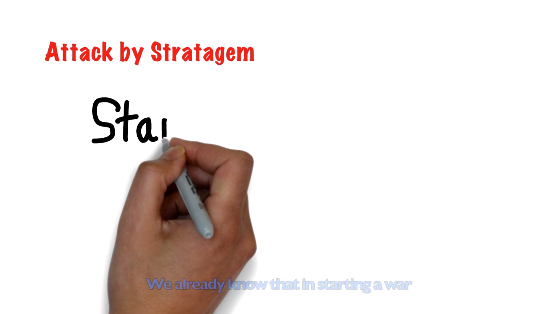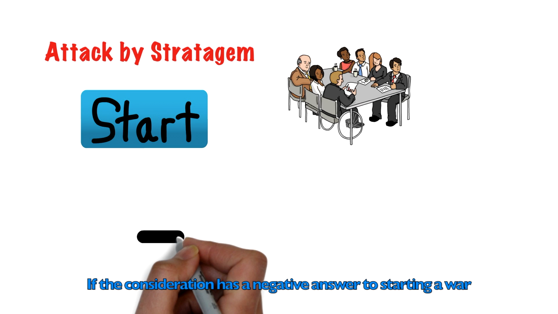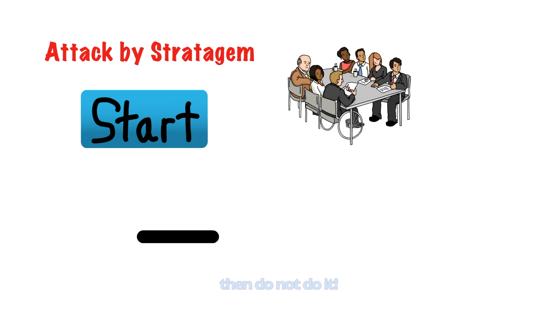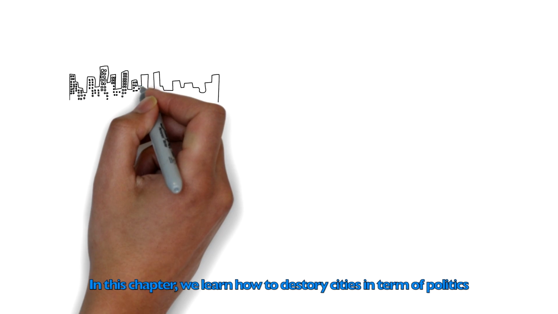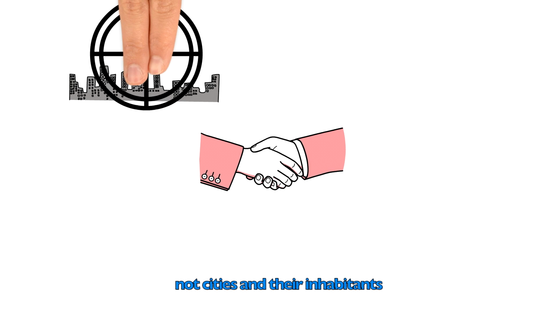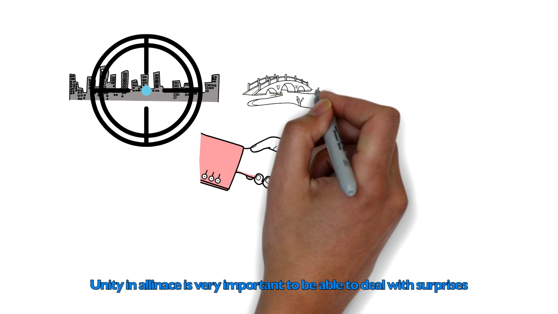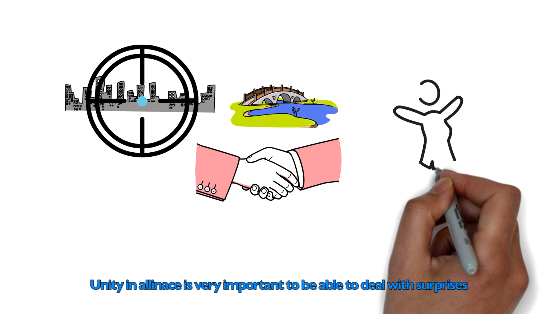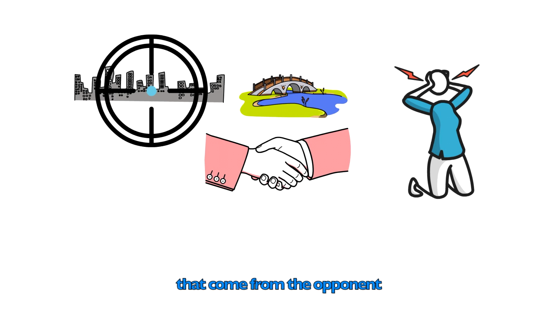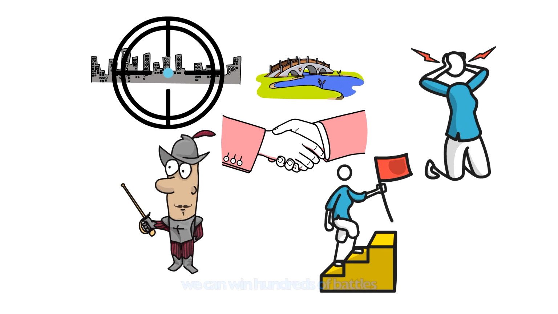Attack by stratagem. We already know that in starting a war, there must be calculation and planning. If the calculation gives a negative answer to starting a war, then do not do it. In this chapter, we learn how to destroy cities in terms of politics, and not the cities and their inhabitants. Unity in alliance is very important to be able to deal with surprises that come from the opponent. With capable generals, we can win hundreds of battles.